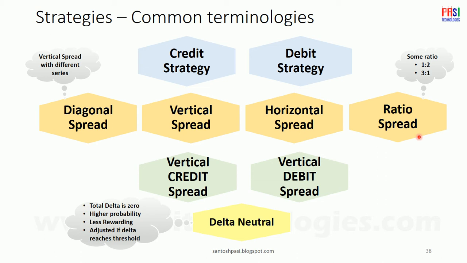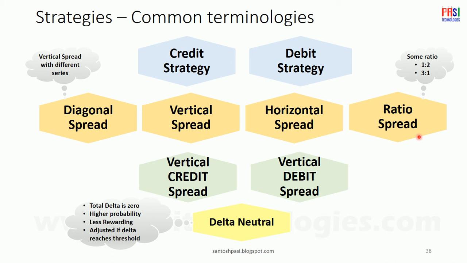Then there's something called a vertical credit spread. This is nothing but a vertical strategy where you're going to receive some money. In the same way, a vertical debit strategy means something up and something down, but you're going to pay a premium for that. So a vertical credit example could be your bull put spread, and your vertical debit example could be a bull call spread.